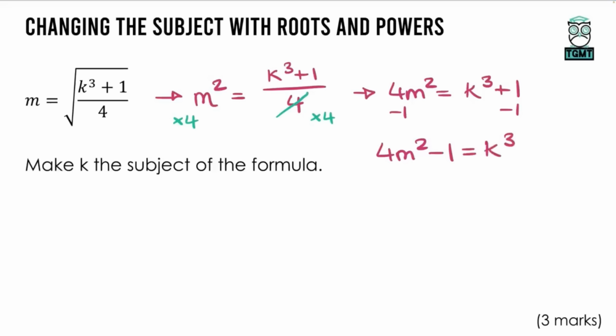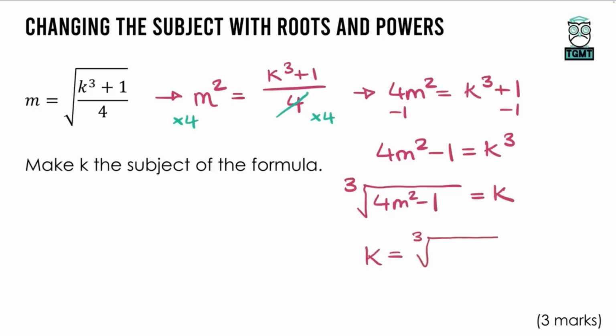We can now think about removing that cube by cube rooting both sides. If we cube root the left now, we get the cube root of 4m squared minus 1, and that is now equal to k. And you can write that the other way around if you want. You can write k is equal to, and it might say k equals on your dotted line, k equals the cube root of 4m squared minus 1.